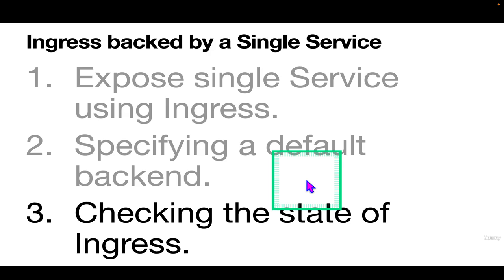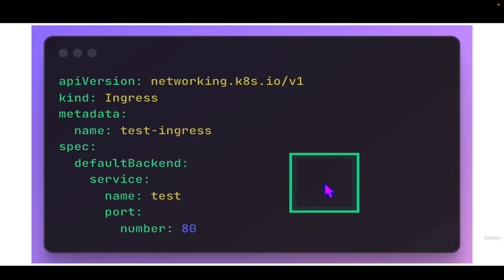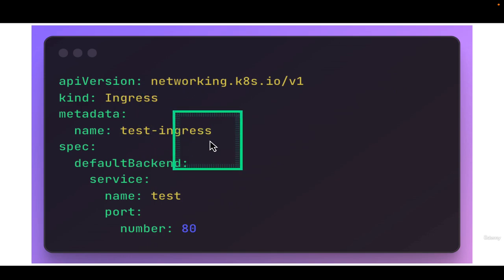After creating the Ingress, you can use kubectl apply -f and you can check the state of the Ingress using kubectl get ingress name, and this allows you to view the IP allocated by the Ingress controller to satisfy the Ingress object. So this is a default backend Ingress configuration.